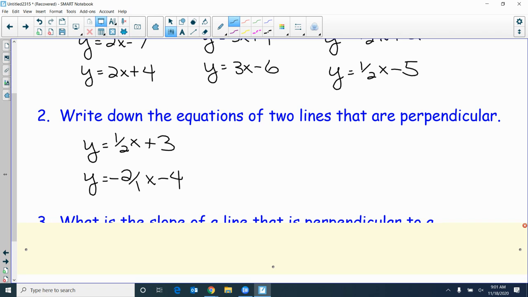Joe, what do you got? I put y equals 3/4 x plus 4. And then y equals 4/3 x minus 5. You got one thing you're missing. That has to be -4/3. Or the top one could have been negative. One of them has to be negative, one has to be positive.